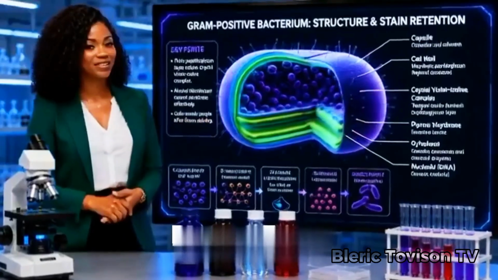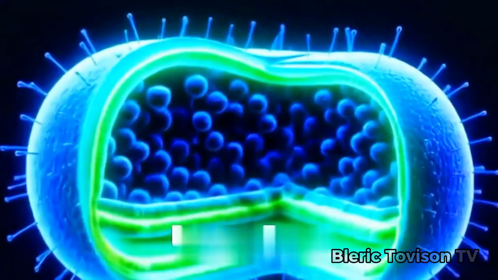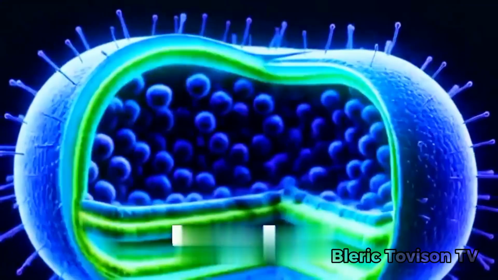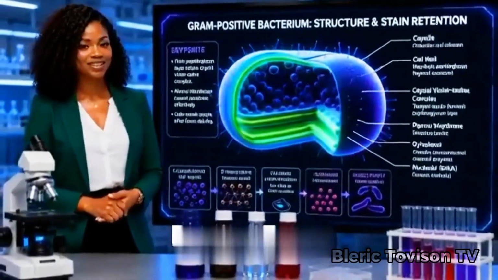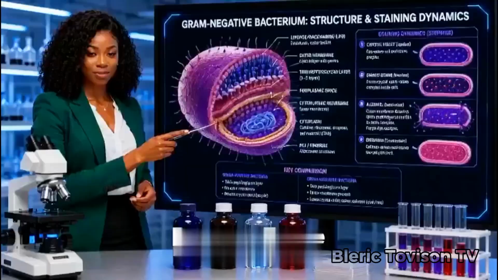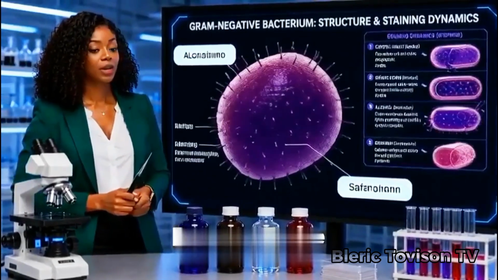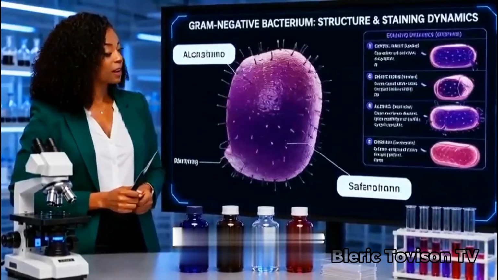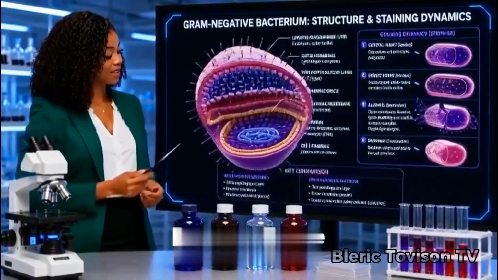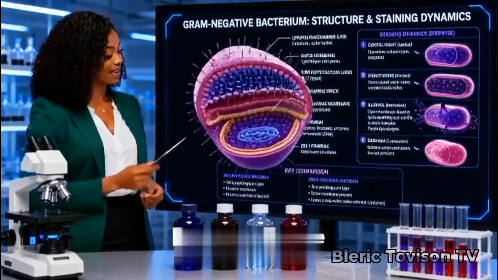Gram-positive bacteria have a thick peptidoglycan cell wall. During decolorization, this thick layer traps the crystal violet-iodine complex, preventing it from washing away. Gram-negative bacteria have a thinner peptidoglycan layer and an outer membrane. Alcohol disrupts this outer membrane, allowing the purple dye to escape before the cells take up the pink safranin stain.